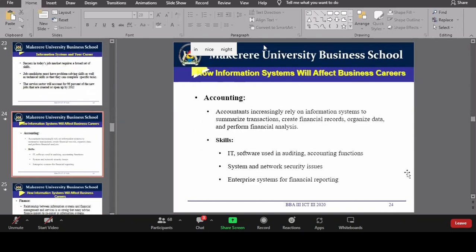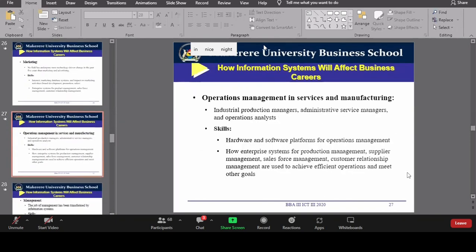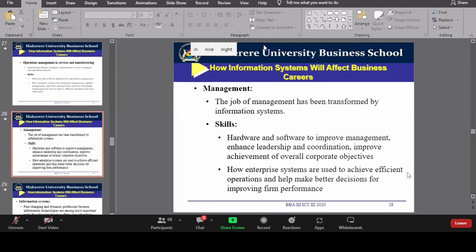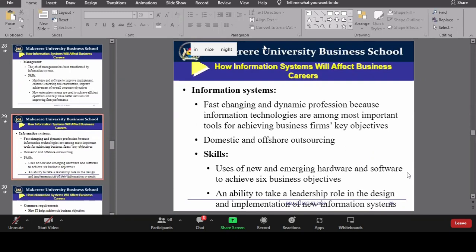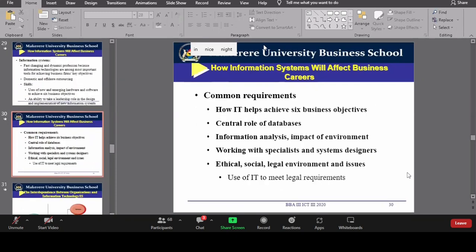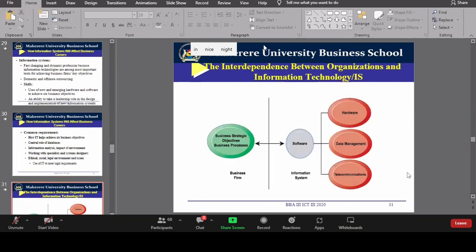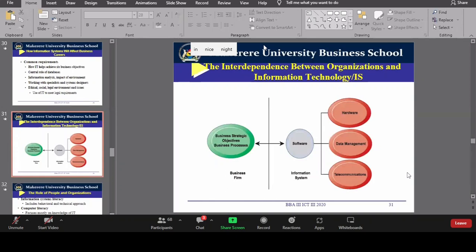Let me see. These ones are regarding careers. These ones, when you're reading, you'll understand. Oh, okay. How information systems will affect business careers. How IT helps achieve six business objectives, central role of databases, information analysis. This I think you can read. I may not go there.